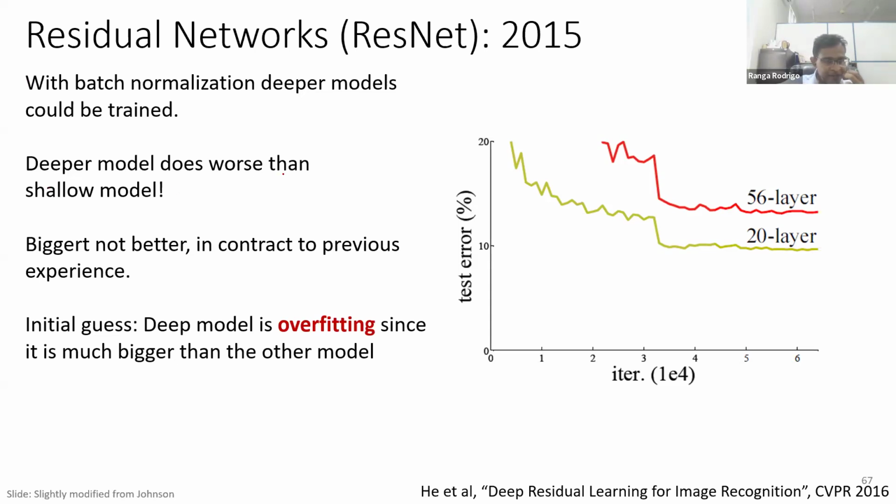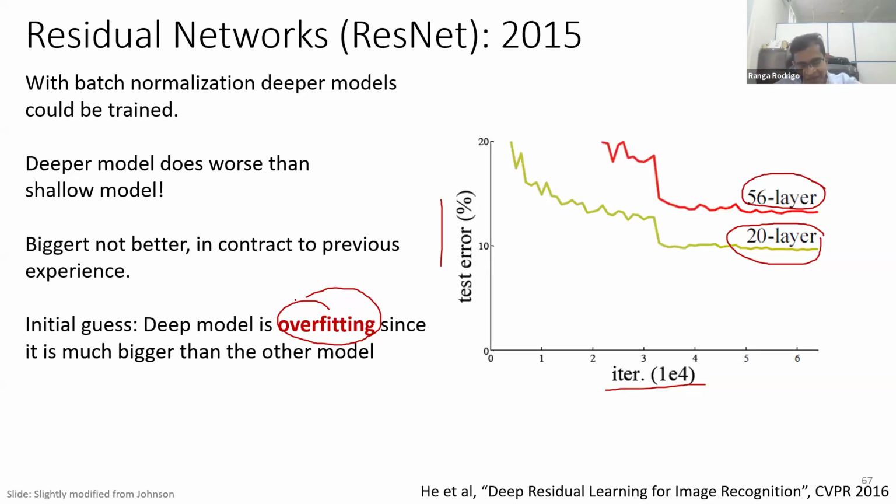Deep models: the deeper model does worse than the shallow model. Let's see what that means. Think about this: the number of iterations in 10,000s and the test error. They have taken a 20-layer network and a 56-layer network. Which one has the higher test error? The 56-layer network does worse in the test error. But maybe this is okay. We can call this overfitting. That means it may have performed well in the training phase, but did not perform well in the testing phase. It works well with the training set, not with the testing set.